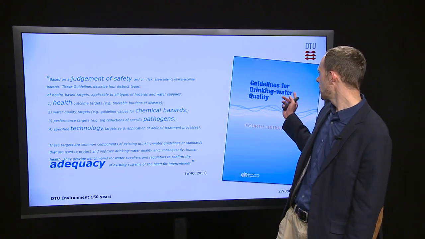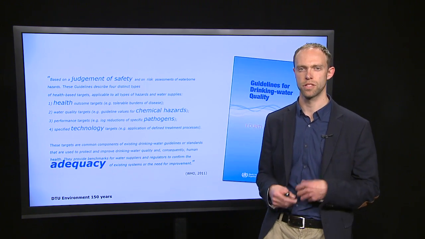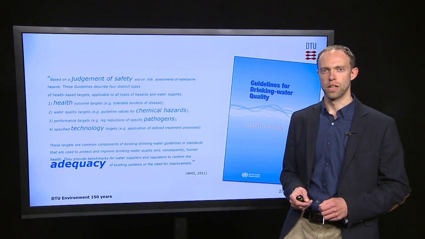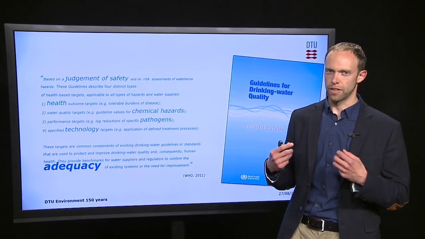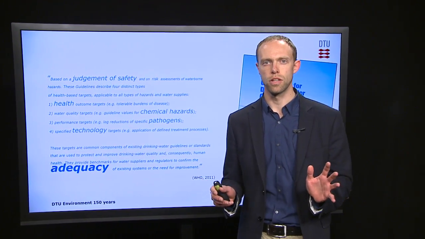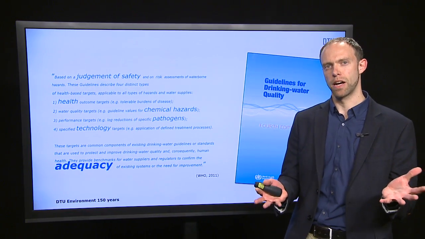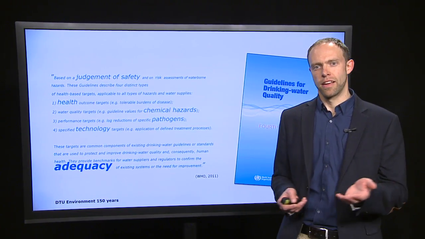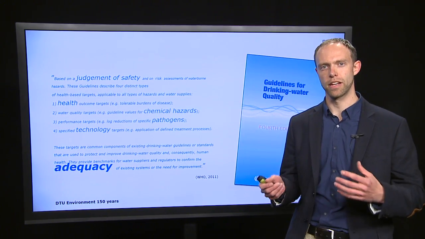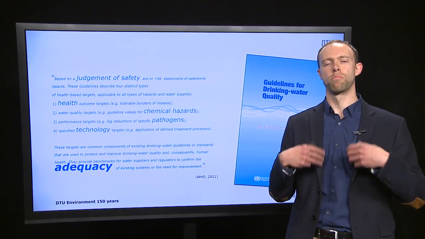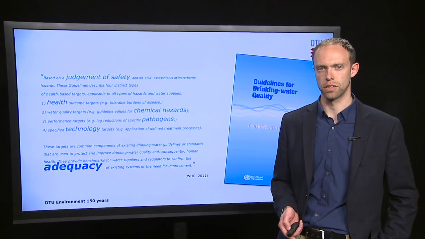WHO guidelines for drinking water quality, which are based on a judgment of safety related to chemicals, pathogens, health, and the different technologies that we can use to provide the drinking water with. But it's a benchmark that sets a level for the adequate drinking water quality, and they actually recommend that you should improve upon that benchmark level of drinking water quality.